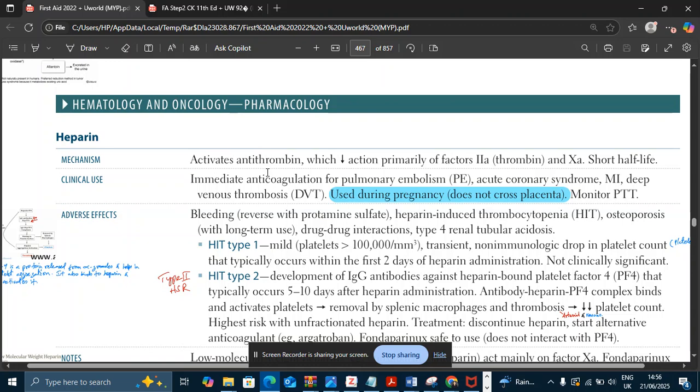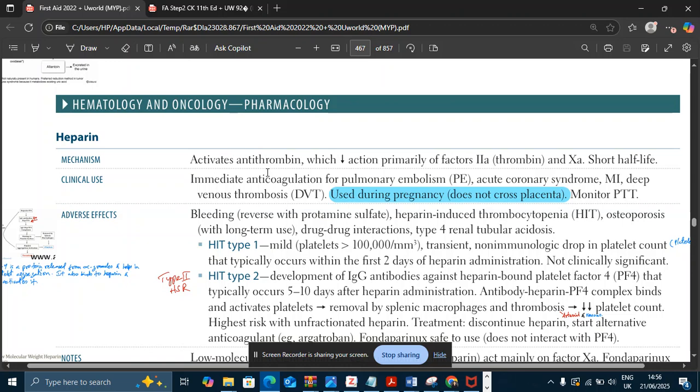There are two types of heparin. The first is low molecular weight heparin, and the second is unfractionated heparin. Now, the question arises, what is the difference between low molecular weight heparin and the unfractionated heparin? The major difference is unfractionated heparin has more molecules than low molecular weight heparin. Okay, unfractionated heparin is more effective in inactivating thrombin activity than low molecular weight heparin.